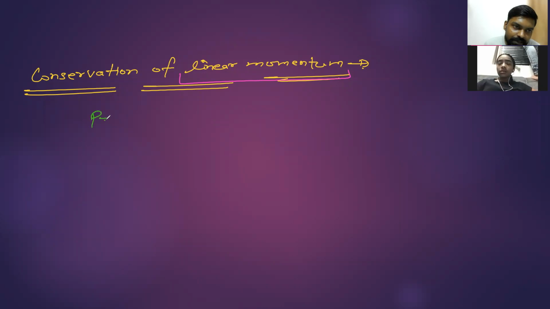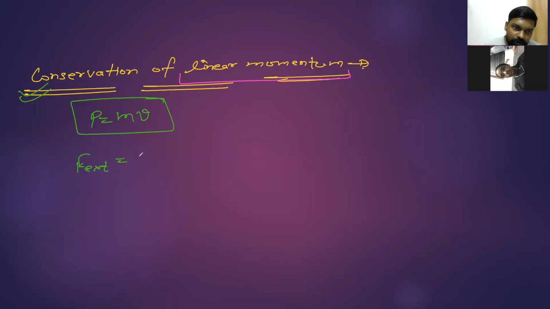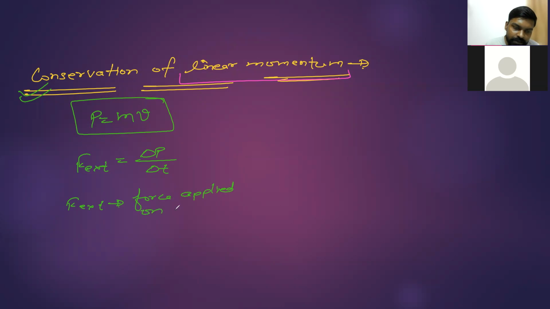So linear momentum is nothing but the product of mass and velocity. P is equal to m into v. Now we have to discuss the conservation of linear momentum, how linear momentum will be conserved. As we know, by Newton's second law, F external is equal to delta P divided by delta T. And F external is the force applied on the object.